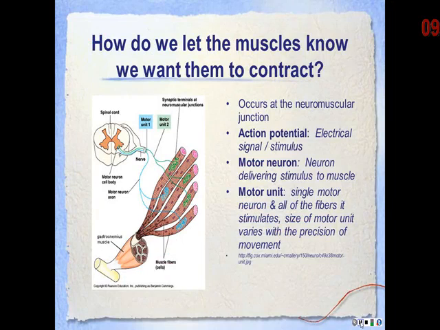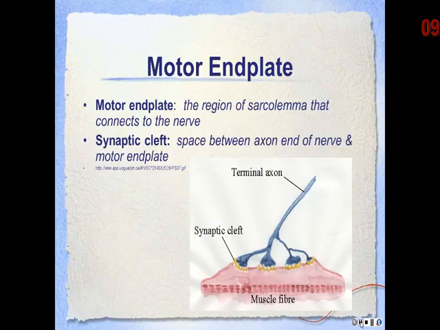The information is transmitted at the neuromuscular junction where the nerve meets the muscle. The action potential is the electrical signal or stimulus that carries the message through the nervous system to the target. The motor neuron is the neuron which delivers the stimulus to the muscle. The motor unit refers to a single motor neuron and all of the muscle fibers it stimulates. The size of the motor unit varies with the precision of the movement.